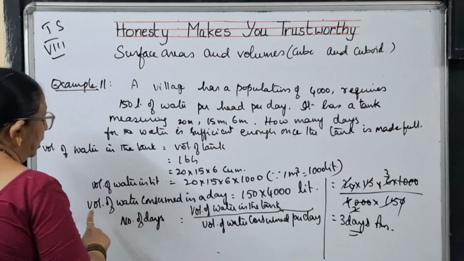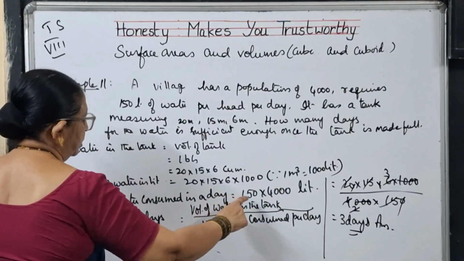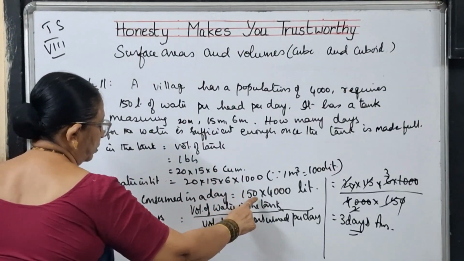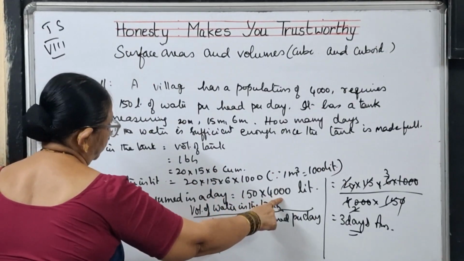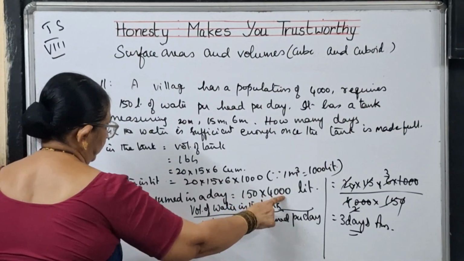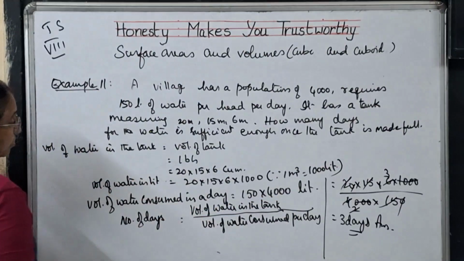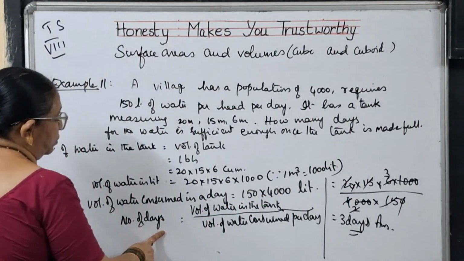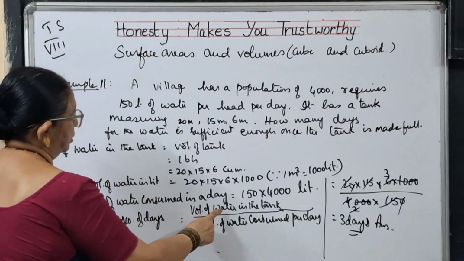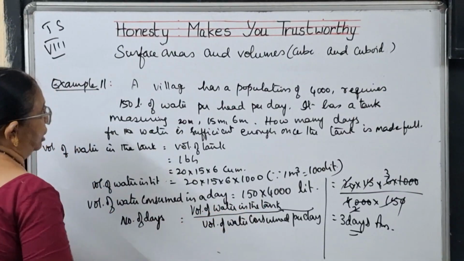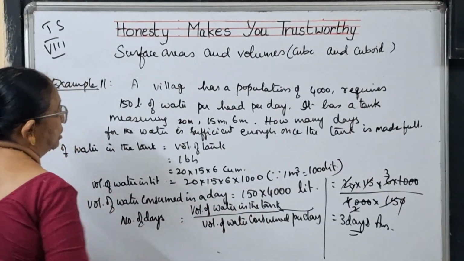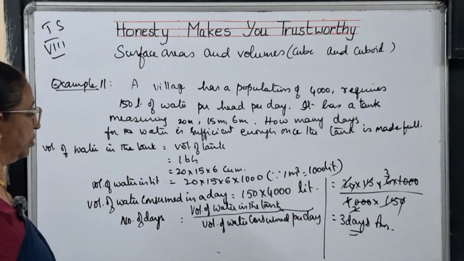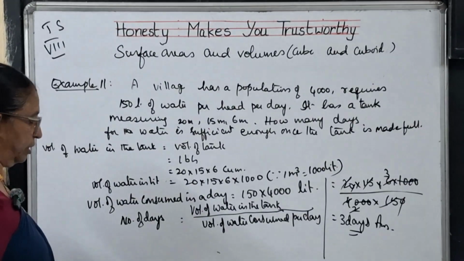So this many liters of water is there in the tank. And in one day, how much water is consumed? Each individual needs 150 liters. 4000 members are there. So 150 into 4000 liters consumed. So how many days does it come? It is nothing but the volume of water in the tank divided by the volume of water consumed per day. If you calculate, you will be getting 3 days.